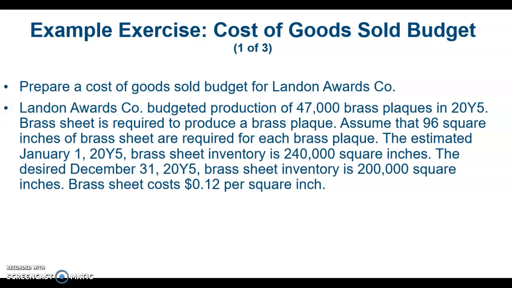Now we're going to look at the example exercise, and it's giving us the same information that we've used before. We have 47,000 brass plaques that we need to make, and we need brass sheets to make them. It takes 96 square inches of brass sheets for each brass plaque. The beginning inventory is 240,000 and the desired ending inventory is 200,000, and the sheets cost 12 cents per square inch. So we have seen this information before.